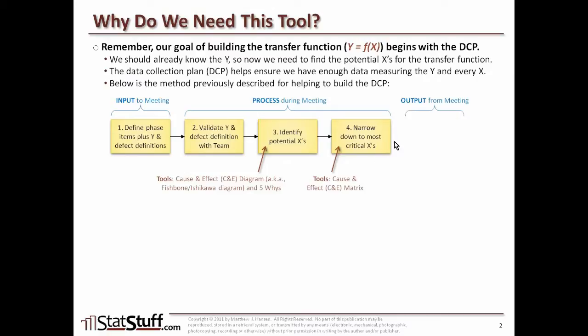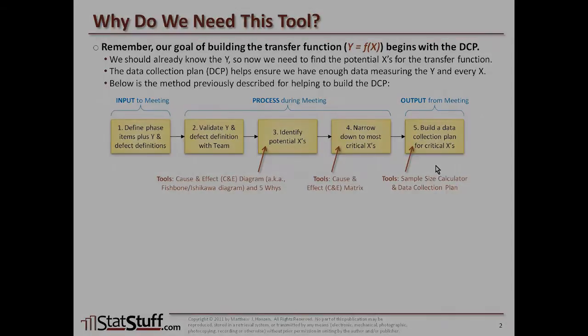Then the last part here is an output from the meeting. Our last step is to build the data collection plan, that DCP, for those critical x's we identified. And this is where we're going to use something like the sample size calculator, as well as consideration for the short and long-term data in the data collection plan, in order to build this final data collection plan from this process.